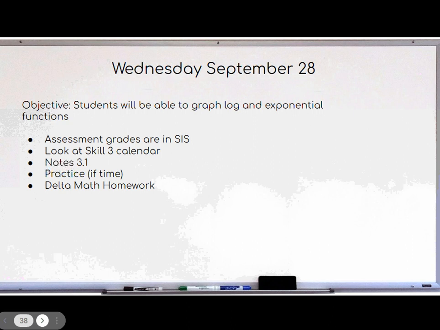Alright guys, your assessment grades are in SIS. You can see stars exploded on our wall over here, so good job everyone. You did very well on your assessment and reassessment.